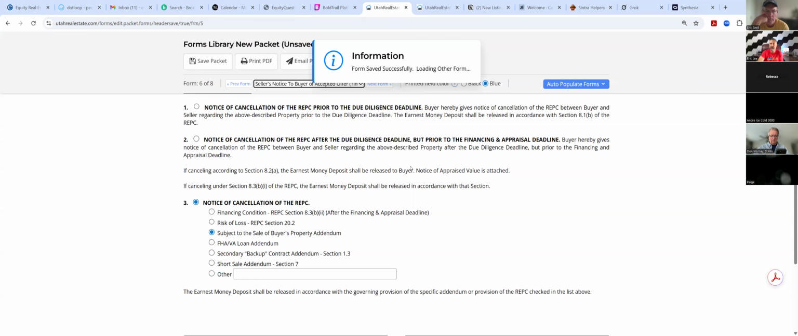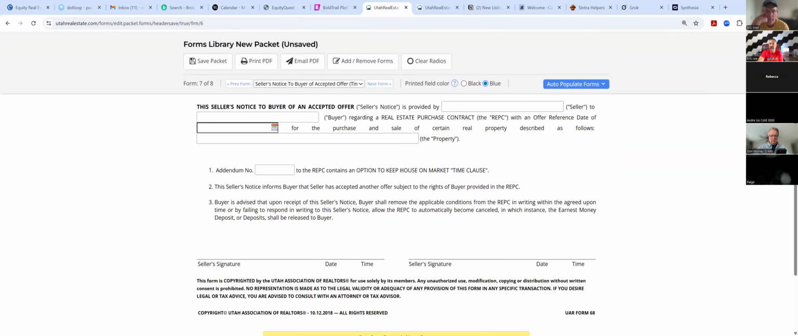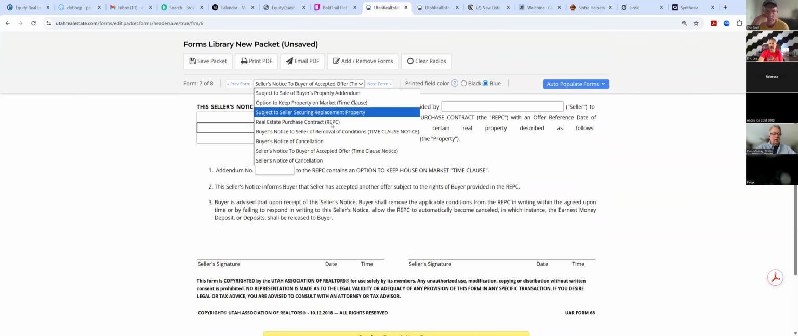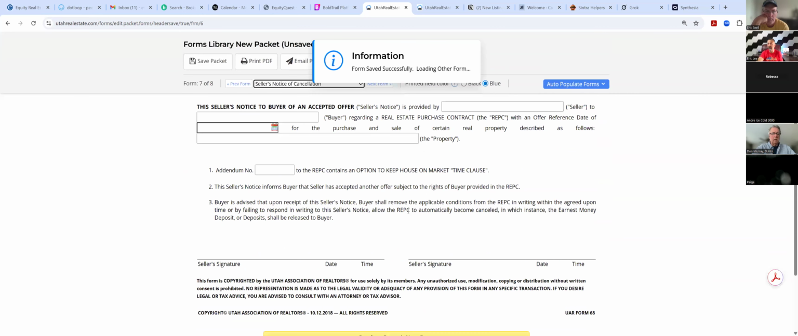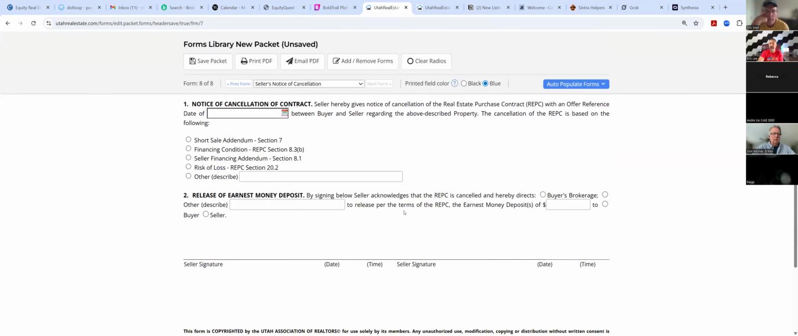We've already looked at this one, the seller's notice to buyer of accepted offer. Again, we've got an option to keep the house on the market. We're notifying you that we have accepted another offer in backup position, and then you have to remove everything or automatically it becomes canceled. And again, there's a seller's notice of cancellation as well. If we scroll down to this, we don't have a specific cancellation one for this section, so we would have to check other and describe it. And if this one triggered a seller's cancellation.